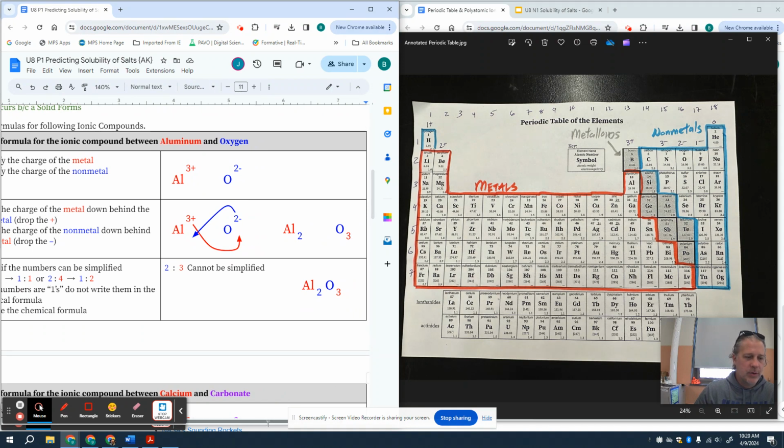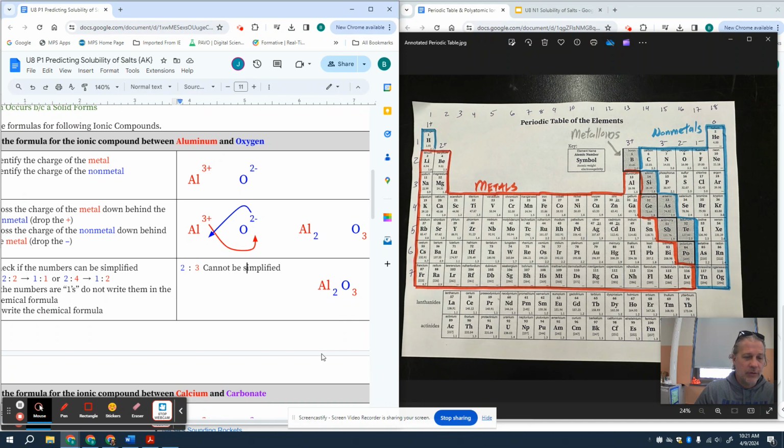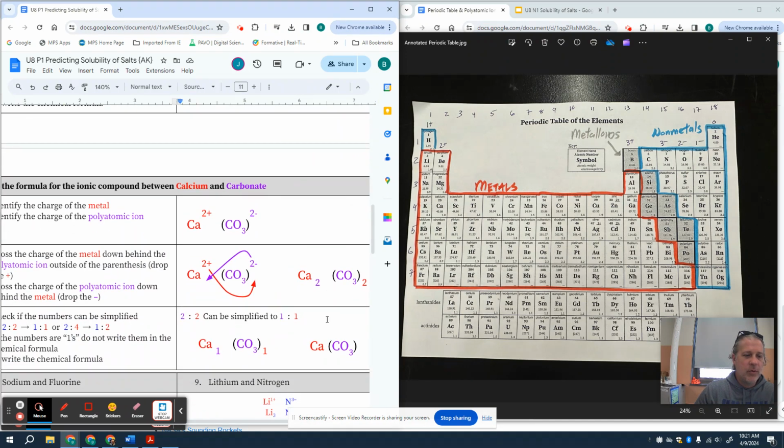Al2O3. Then we have to go back and check to see if our numbers can be simplified. In this case, the numbers could not be simplified because 2 to 3 cannot be simplified. So we are going to be left with Al2O3.